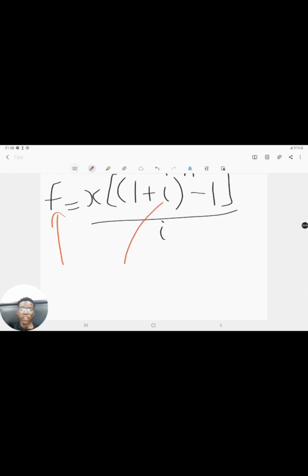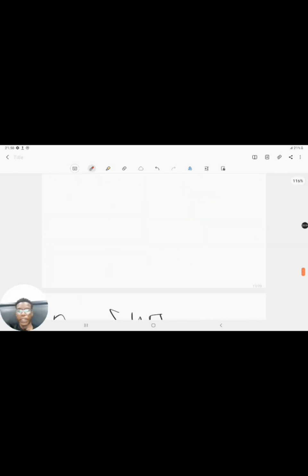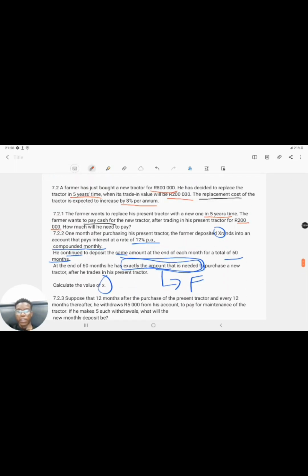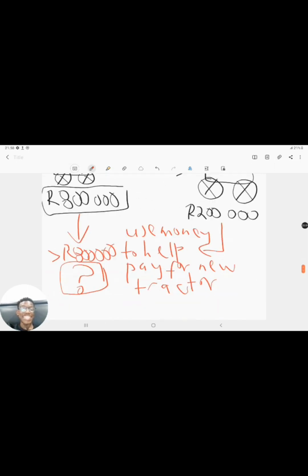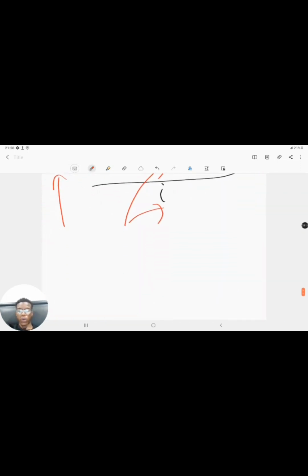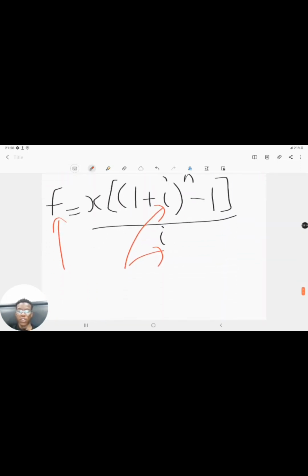Do we have an interest rate? Have we been given an interest rate? Let's go back up and see. 12%, right? 12% per annum compounded monthly. So here you're going to have 12%, and you divide it by 12 because it's compounded monthly. When it's compounded quarterly, you divide it by a different value. When it's compounded semi-annually, you divide it by a different value. In this case, it's monthly, so you divide it by 12, right?